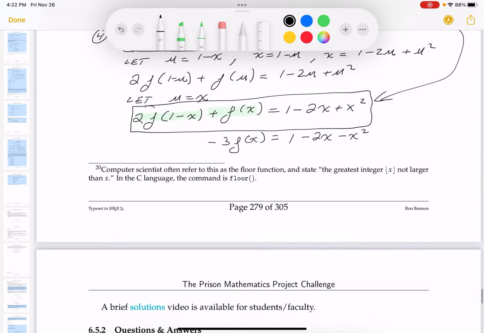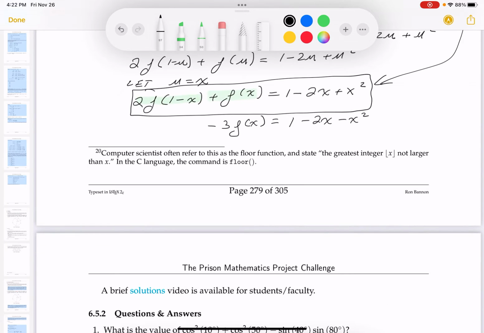All right? I'm almost there. What I'm going to do is divide both sides by minus 3. And what do you get? You get f of x equals 1 minus 2x minus x squared over minus 3. Let me just clean it up a little bit. And what are you going to get? 3 on top. I'm multiplying top by minus 1, so it's x squared plus 2x minus 1. So I'm done with that.